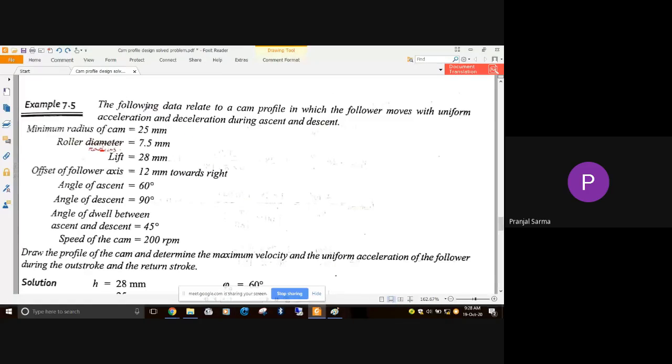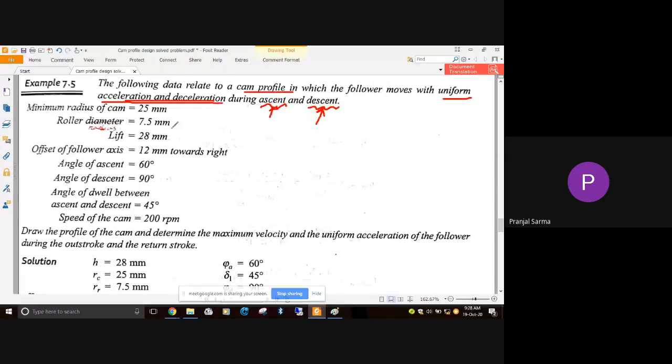Okay, so what does it state? The following data relate to a cam profile in which the follower moves with uniform acceleration and deceleration during both ascent as well as descent stroke. From here we have understood that it's definitely a cam profile construction problem. The scheme of movement in both ascent and descent is uniform acceleration and deceleration. That means while drawing the displacement diagram, we have to construct it for the uniform acceleration and retardation scheme.